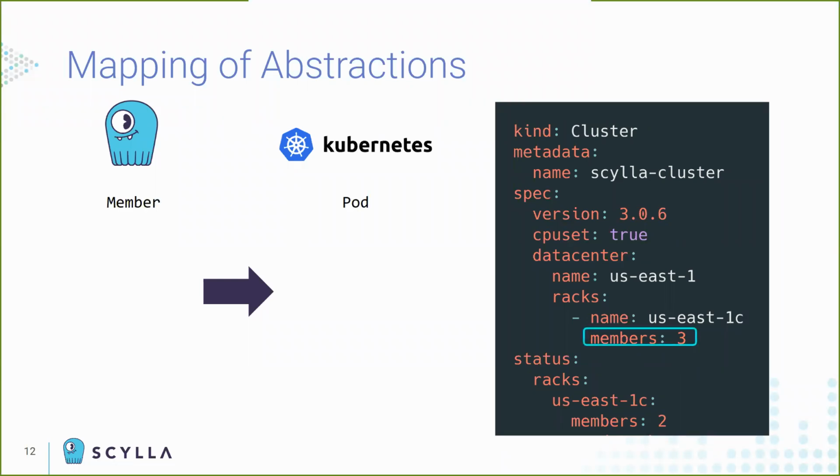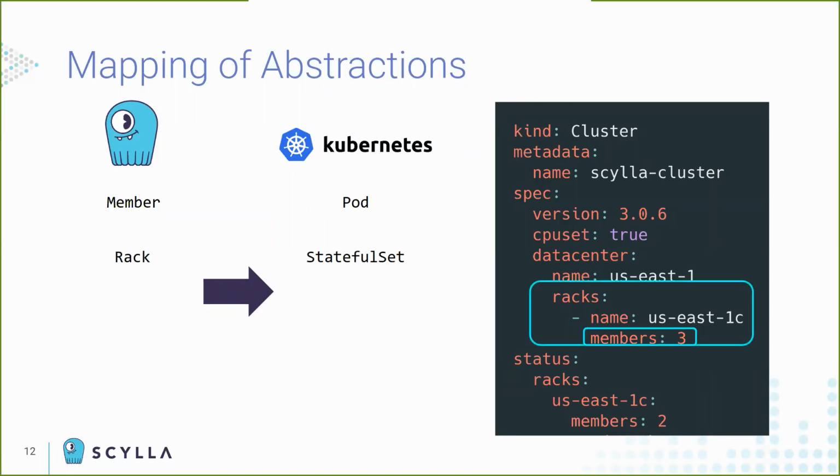So, to make it a little bit clearer, the abstractions that we're talking about are fairly simple. We have a member. It's a Scylla instance. It translates loosely to a pod. It's actually a container, but everything is pods in the Kubernetes world. So we have a member, a Scylla instance. It's a Kubernetes pod, and you can see we have 3 of them in the example to the right.